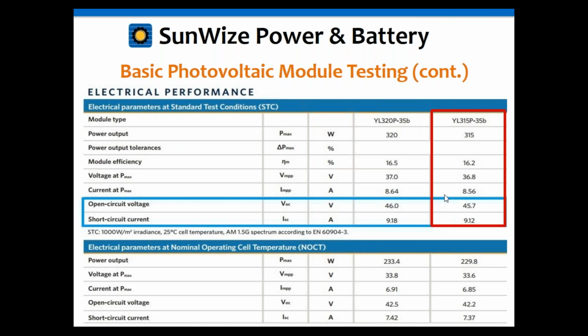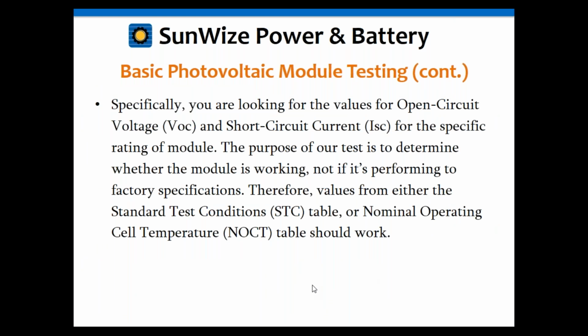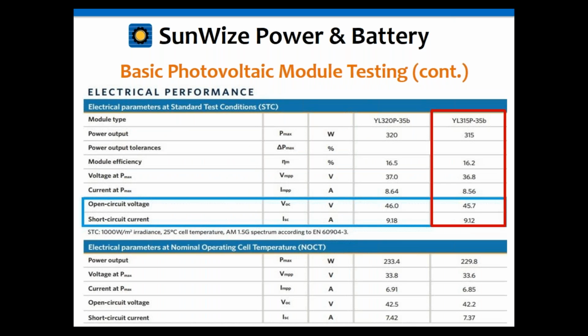So just kind of a sample of a data sheet. And again, we're going to be looking at the open circuit voltage or short circuit current, these numbers over there. Okay, so again, you're going to look at those. The other thing is, going back here, there are also NOCT ratings. We're going to use either one, because we're just looking at ballpark values.